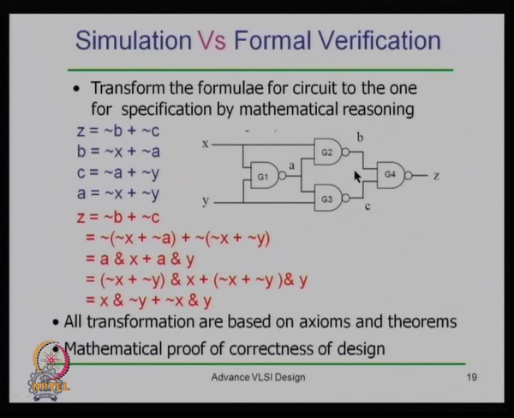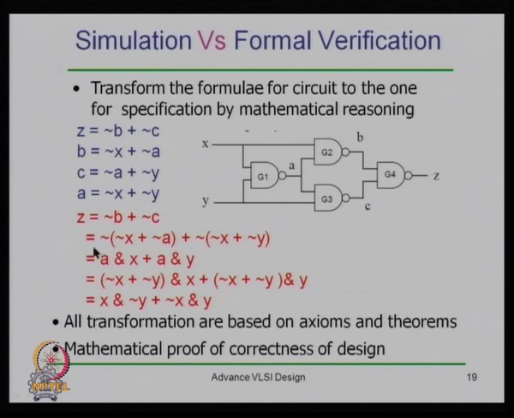On the other hand, I can mathematically verify that. The output Z I can specify in terms of B and C. I can say that Z is equal to B bar plus C bar. Now, what is B? B is A bar plus X bar and C is A bar plus Y bar. And what is A? A is your X bar plus Y bar.